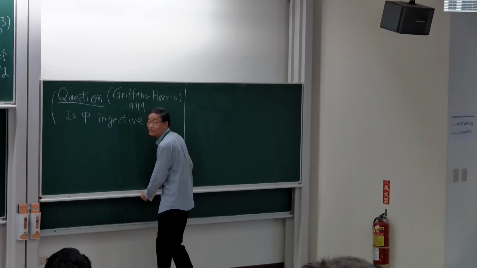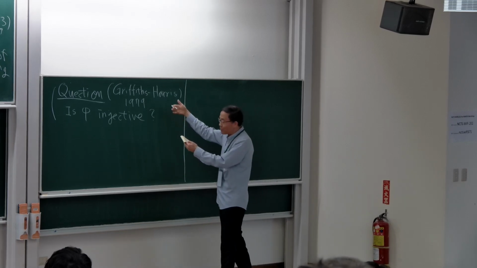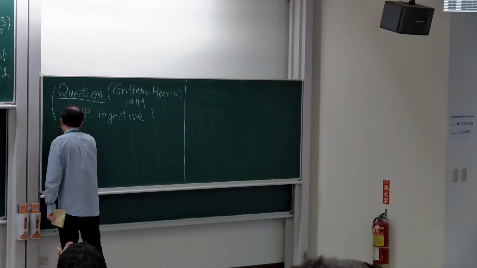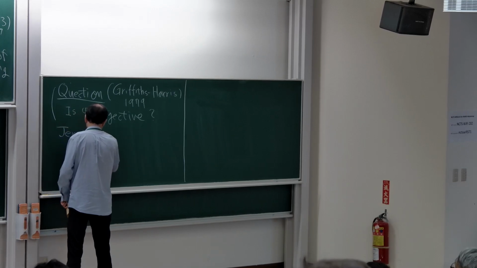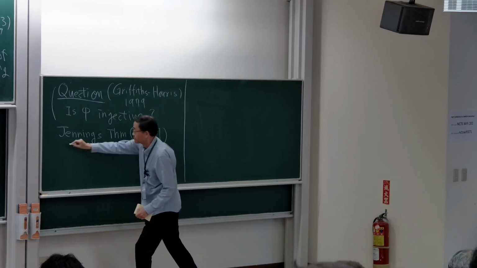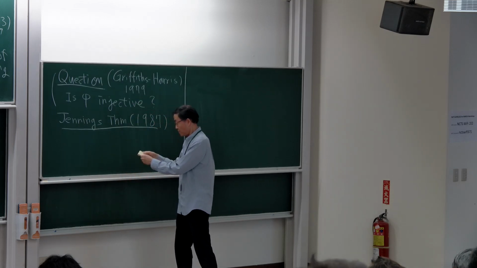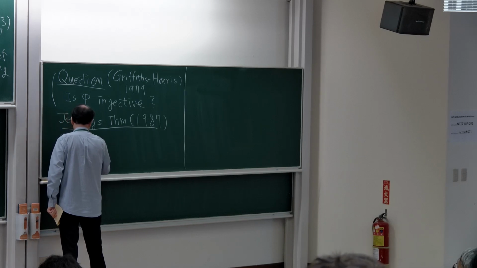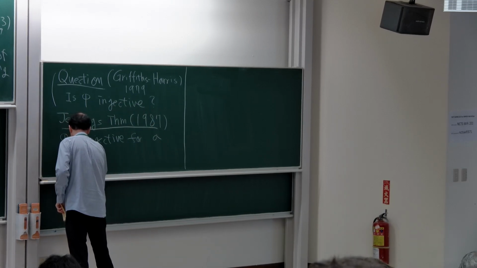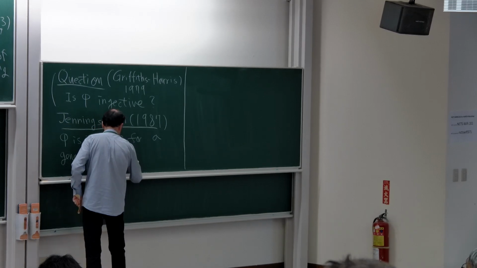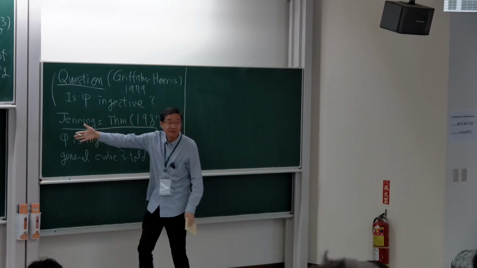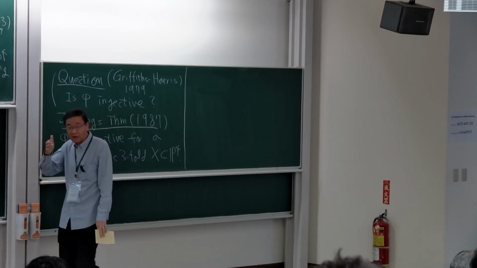And this question was already answered before I even thought about it, but personally I learned about the answer much later. It was answered by Jennings in 1987. What he proved was that phi is injective for a general cubic threefold. So if you choose a general cubic threefold, this map is indeed injective, at a general point.